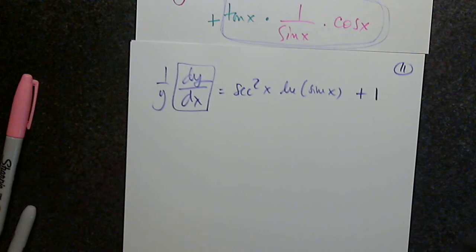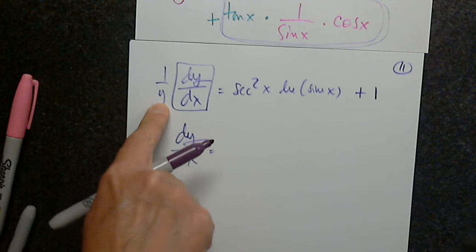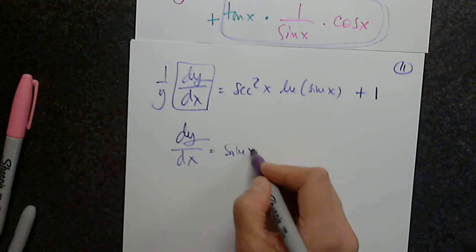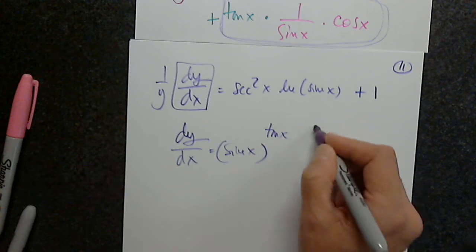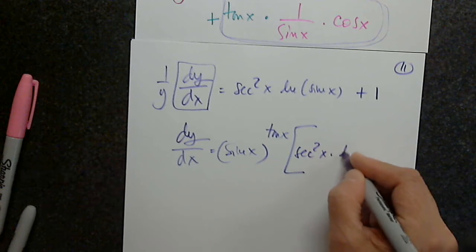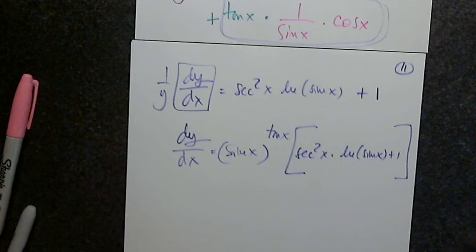What should I do to both sides now in order to solve for dy over dx? Exactly. But I will replace it by the function. Is sine x raised to tangent x, and in brackets or parentheses, secant squared x times natural log sine x and plus 1. And that's the final answer.